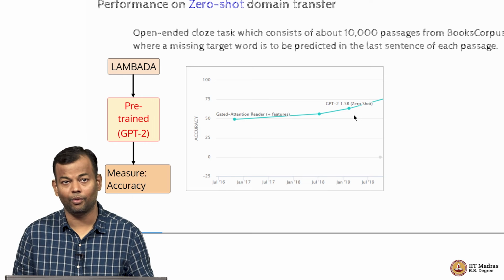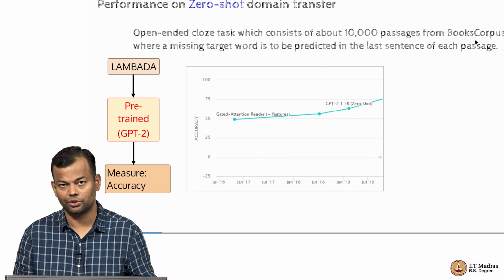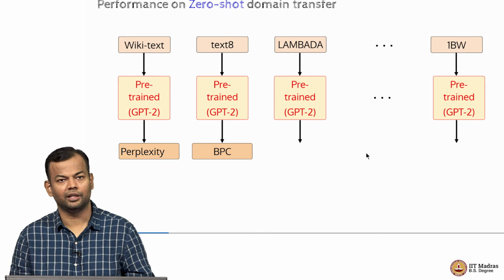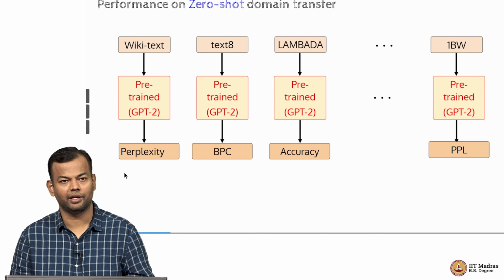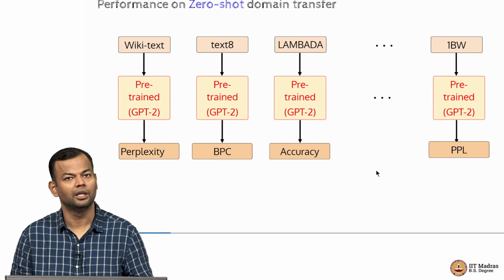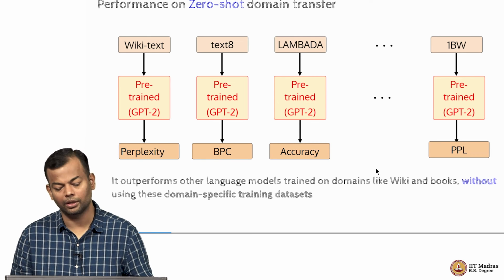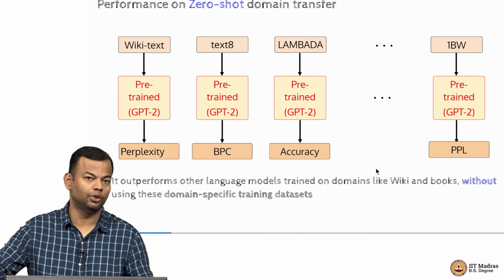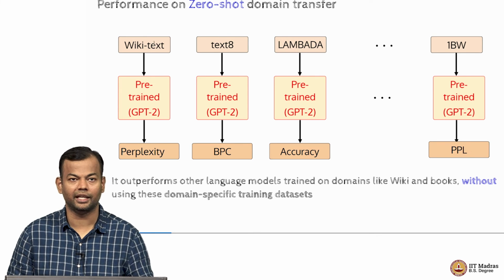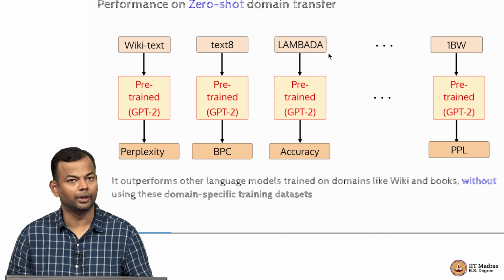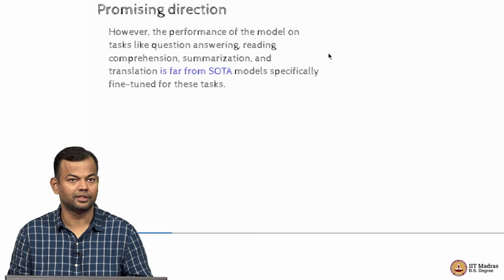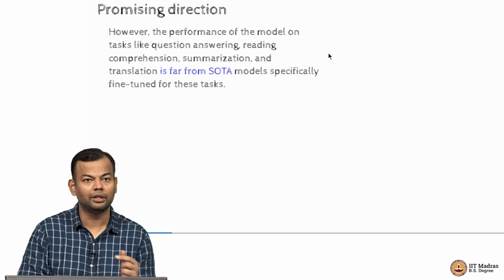Again, the important thing here is that the model has not been explicitly trained to do this task, and this is from the books corpus, which was not a part of the training data. So in all of these cases, whatever be the metric that you are measuring, the perplexity or BPC or accuracy, it was found that it was doing quite well without using any of these domain-specific training data sets. It has not seen any data from Wikipedia or from books corpus or anything, but it was still able to perform well on these tasks, right?